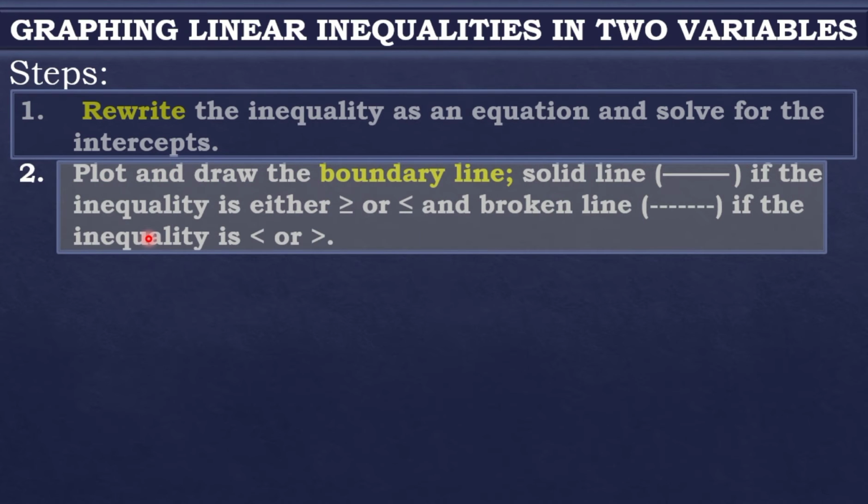Now, plot and draw the boundary line. So, after solving for the intercepts or the slope and the y-intercept, then graph. Okay, i-graph natin yung boundary line. The boundary line should be solid if the inequality is either greater than or equal or less than or equal. So, in short, kapag meron tayong equal sign dito sa ilalim. And it's a broken line if the inequality is just less than or greater than. So, yun po ang difference.